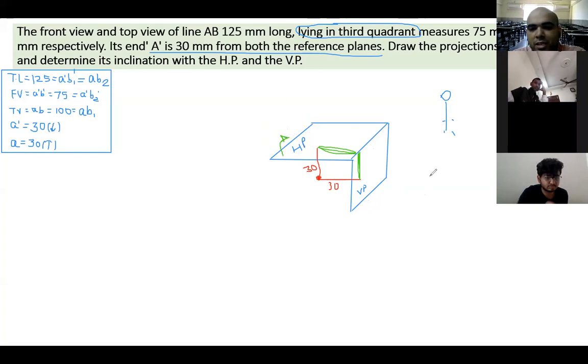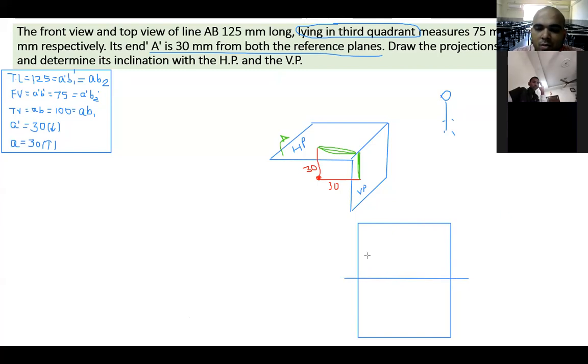So the moment I rotate the HP clockwise, what will happen? Now in this case, your VP will go down, no? Yes or no? Yes, sir. So VP will go down and HP will be above. अब आ गया आपका HP ऊपर और VP आ गया नीचे. I hope it is clear.